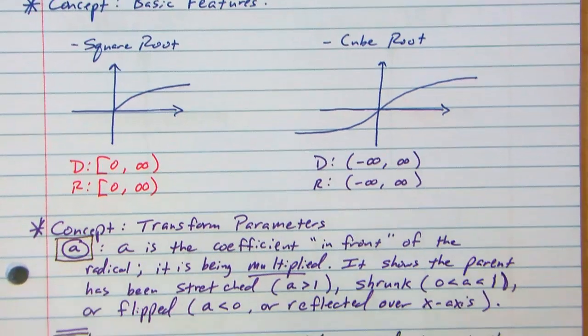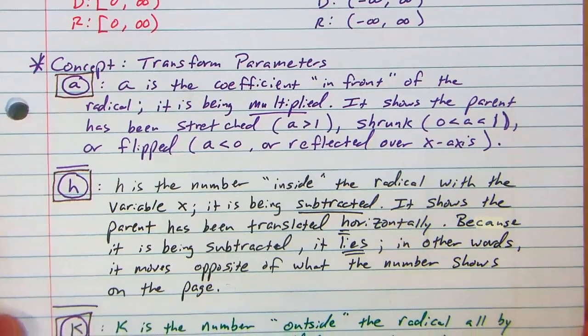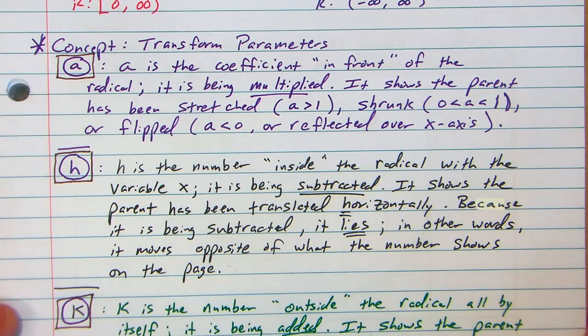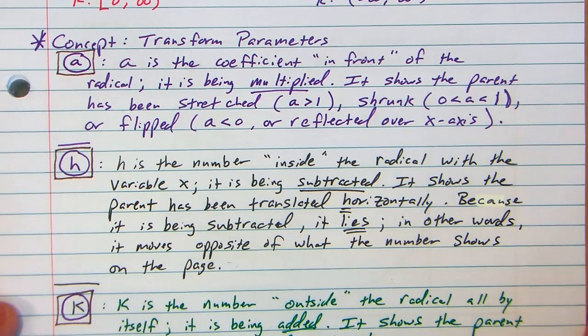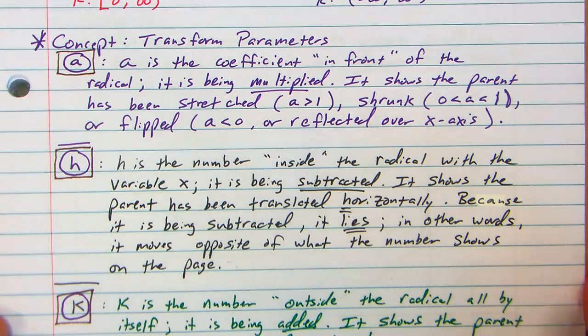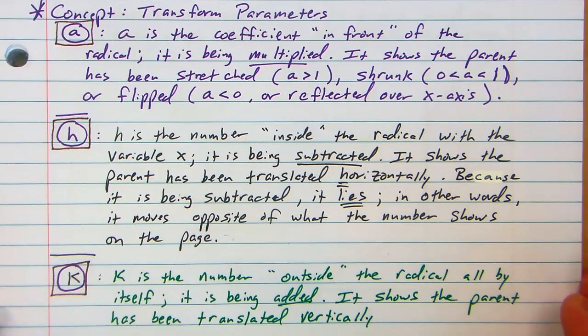Here is a very long definition for what a, h, and k are. We've talked about this numerous times. I decided to write this out in several words. A does a stretch, shrink, or flip. H is a horizontal translation. It lies because it's being subtracted.